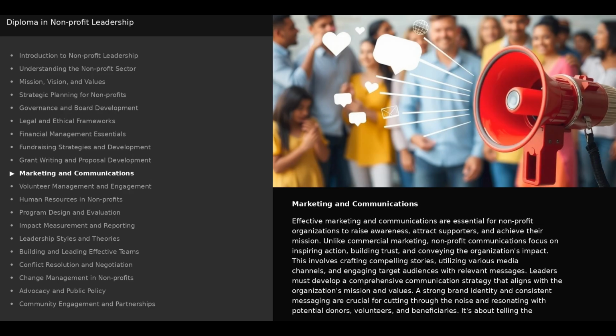Leaders must develop a comprehensive communication strategy that aligns with the organization's mission and values. A strong brand identity and consistent messaging are crucial for cutting through the noise and resonating with potential donors, volunteers, and beneficiaries. It's about telling the story of change and inviting others to be a part of it.